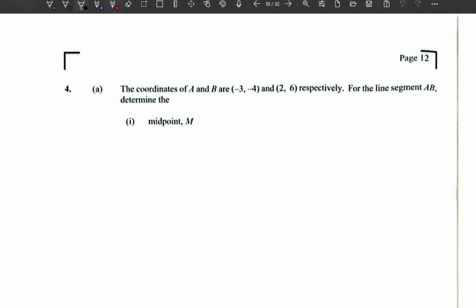For part A, they give us the coordinates of 2 points A and B. A is at -3, -4. B is at 2, 6. And they want for this line segment to calculate the midpoint. The midpoint is given as x1 plus x2 divided by 2, y1 plus y2 divided by 2.